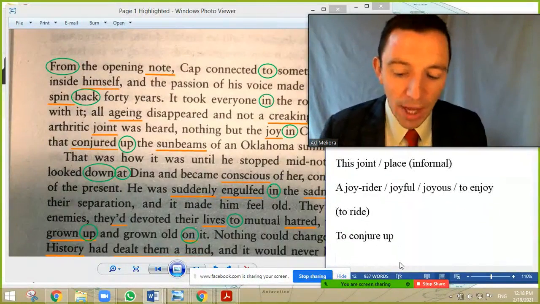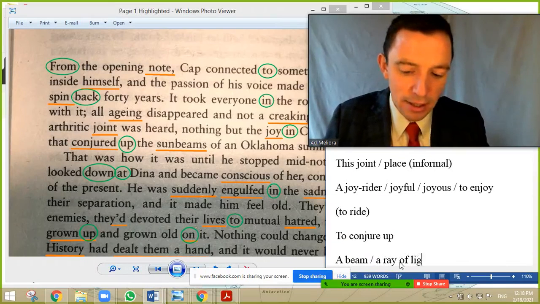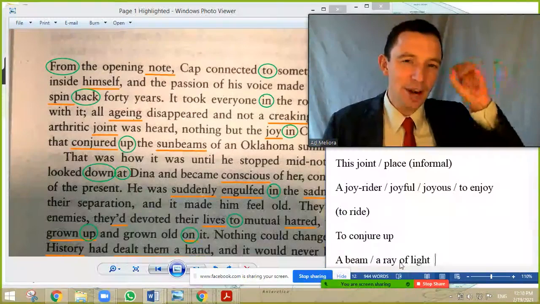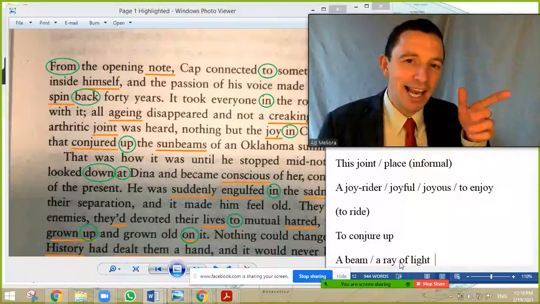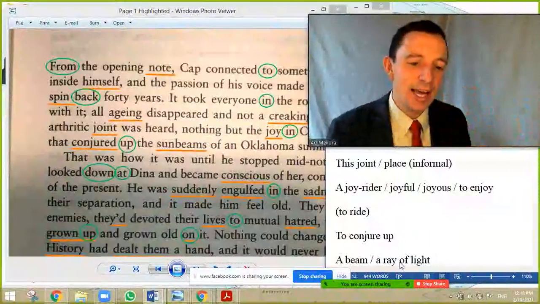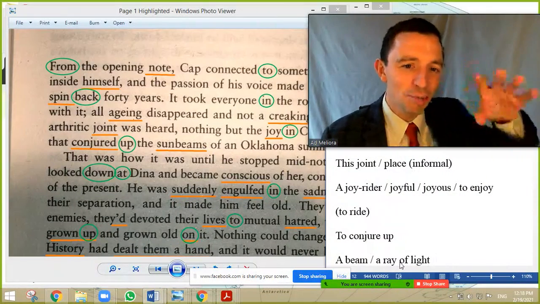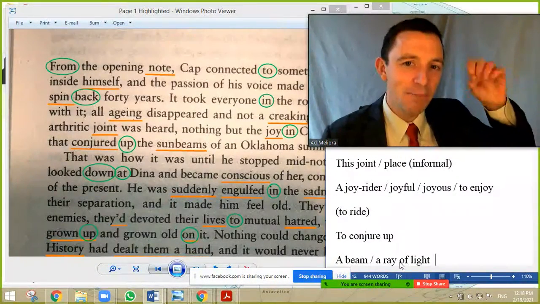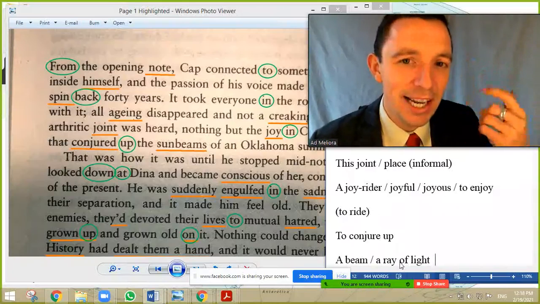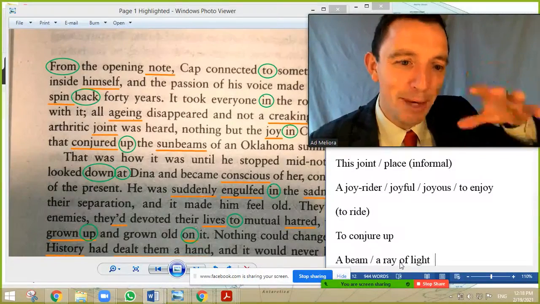Sunbeam, a beam is like a ray of light. So a beam is possible, a ray of light. The laser, you have the laser beam. So a beam is typically a line of light. And here it's the sunbeam. So the sunbeam is the light from the sun, and it is possible in English to use the expression to beam. The sun is beaming down.